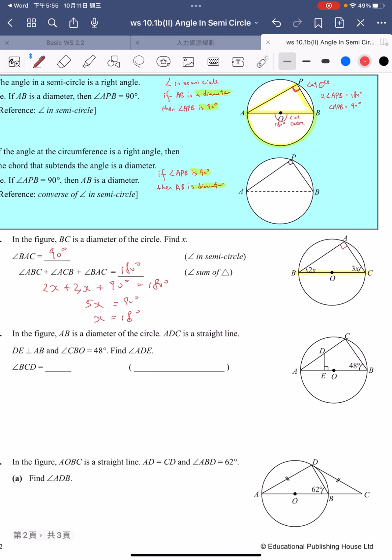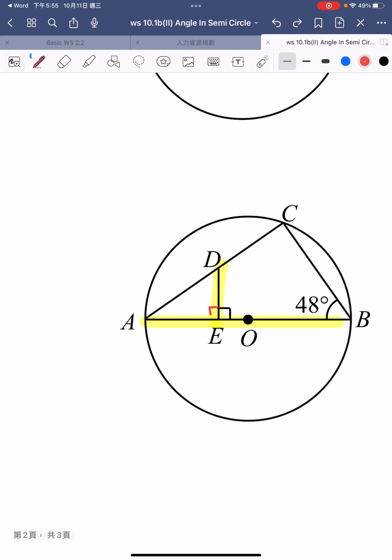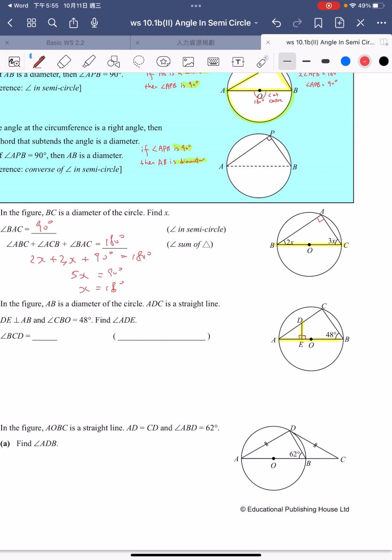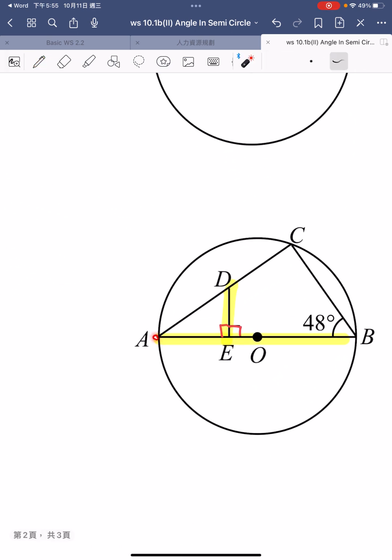Now we're going to do question 2. We have AB as our diameter, and DE is parallel to AB. The question is asking us to find the angle ADE. We locate it first: angle ADE, so this is the angle we want to find.